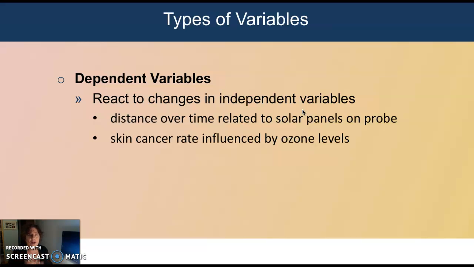You could look at ozone levels in the fall and in the spring in different areas, and you could predict the skin cancer rates 10 and 20 years later, because the skin cancer rates are the dependent variable on the ozone levels. Conversely, that distance that the space probe goes is a dependent variable based on the independent variable, the number of solar panels on the probe.